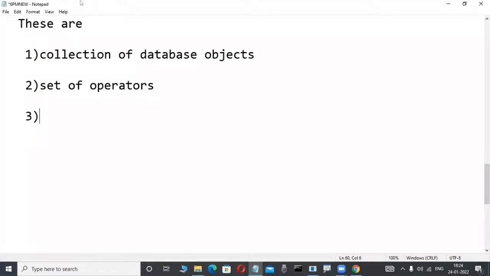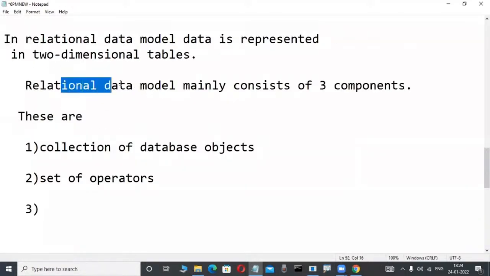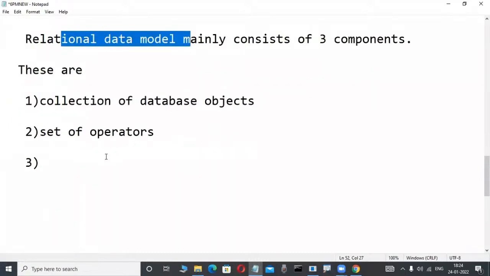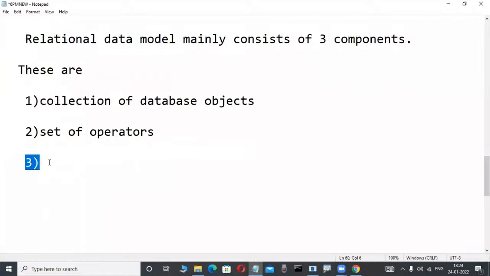Actually, in the relational data model, where the difficulty learners or experienced persons are facing, otherwise on the interview side, only the third point is important. These two are dead. This third point is most powerful. Always, relational data model products work based on a set of integrity rules. Very, very important.